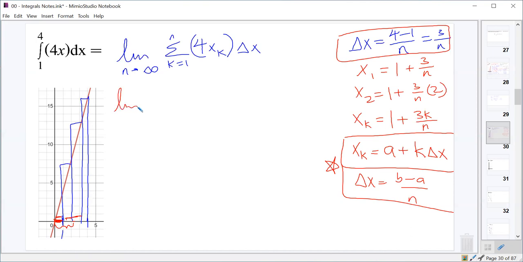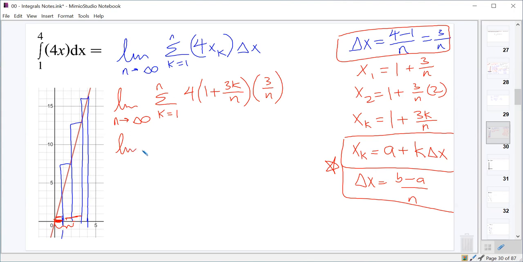So now we've got a limit as n approaches infinity of a sum from k equals 1 to n of 4x sub k. So 4 times 1 plus 3k over n, and then times delta x. And the delta x is just 3 over n. It's a little bit messy, and most likely on the AP test, this is as far as you're going to need to go. But I'd like us to be able to evaluate this all the way to a final result here.